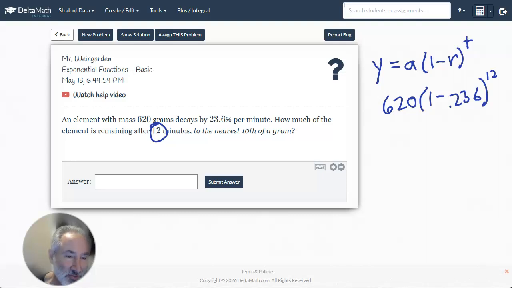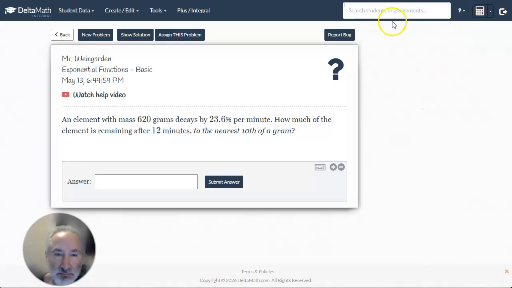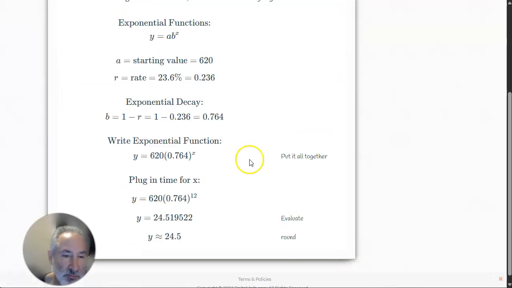Okay, if they say that the element decays so much percent per minute, and then they ask you how much is remaining after so many minutes, then you're okay. Then you can just put the 12 in there. And for purposes of my test, absolutely. They do want you to get the answer to the nearest tenth of a gram. And let's take a quick look at the solution and see exactly what that will be.